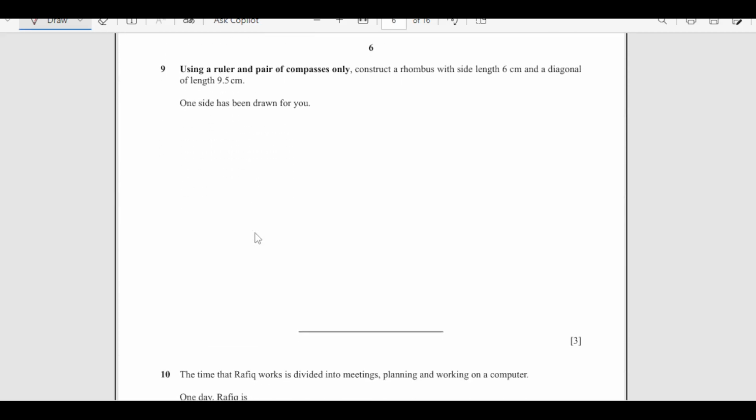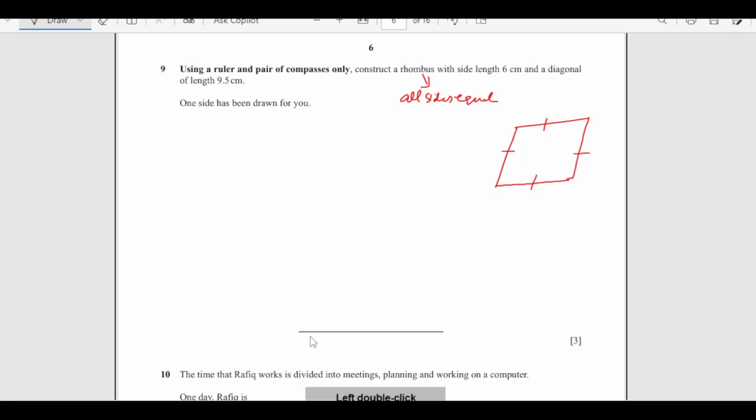Using a ruler and a pair of compasses only, construct a rhombus with side 6 centimeters and diagonal of length 9.5. So I can show you only the rough diagram. One side is drawn. First thing, a rhombus is a shape having all sides equal, right? So the rhombus is going to be like this. It's like a square, but with angles not 90. A square has all sides equal, and in a rhombus all these sides are equal too. This is the shape of a rhombus.